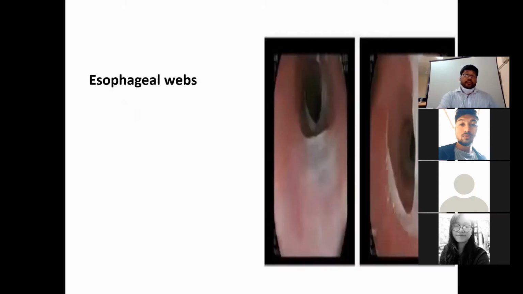This is the esophageal web. So here we can see the web structure. This is the web. So this is also responsible for carcinoma esophagus.